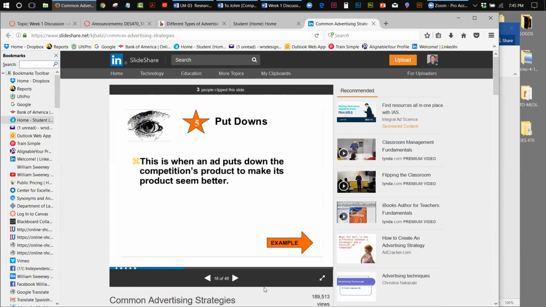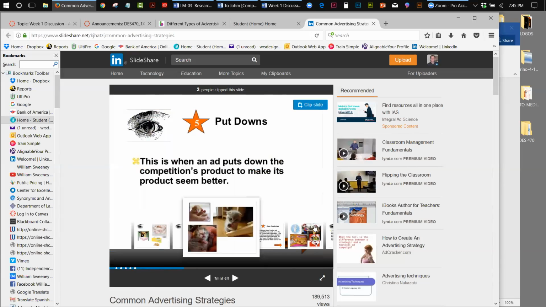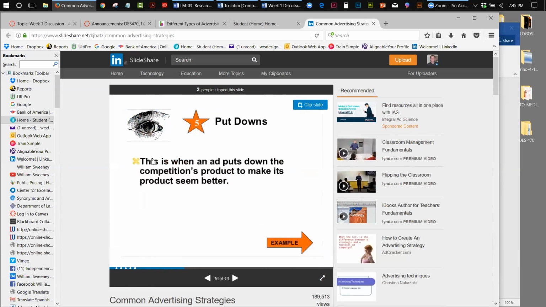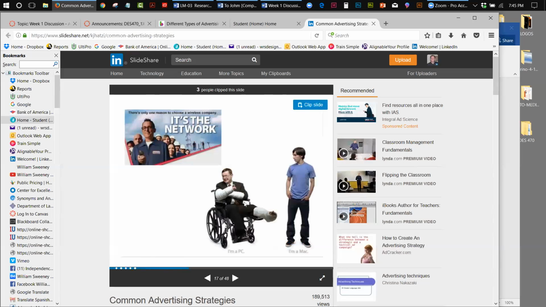Put downs. This is when an ad puts down the competition's product to make its product seem better. Let's see some examples of this. And by the way, this is a really pretty good site. All right, so here's the reason you'd choose a wireless company. It's the network. There's that guy who was with one network, and now he's with another network. Okay, there's the put down.